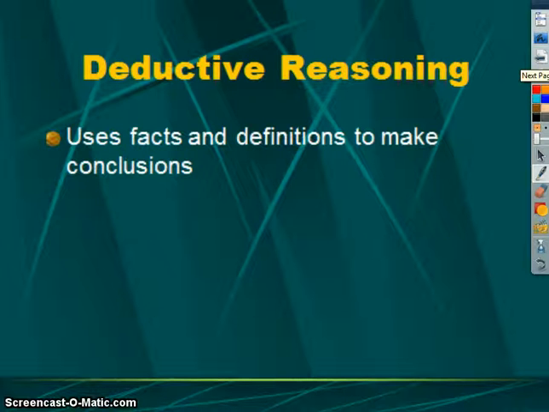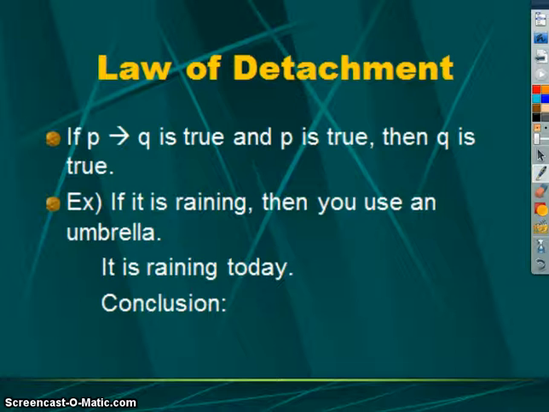Well, kind of a general definition, and ours is going to be a little bit more specific, but deductive reasoning uses facts and definitions to make conclusions. Okay, so some of the statements you're going to see, they're going to be stated as fact. Sometimes we'll use some definitions, maybe about some shapes, some figures, some numbers, things like that, to make a valid conclusion. Now, as we go through deductive reasoning, there are two laws that we're going to use.